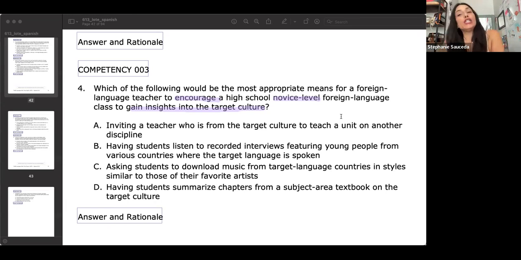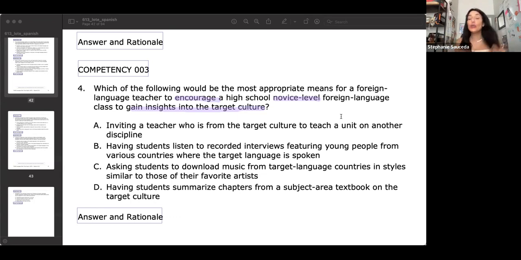So we have: A, inviting a teacher who is from the target culture to teach a unit on another discipline; B, having students listen to recorded interviews featuring young people from various countries where the target language is spoken; C, asking students to download music from the target language countries in styles similar to their favorite artists; D, having students summarize chapters from a subject area textbook on the target culture.